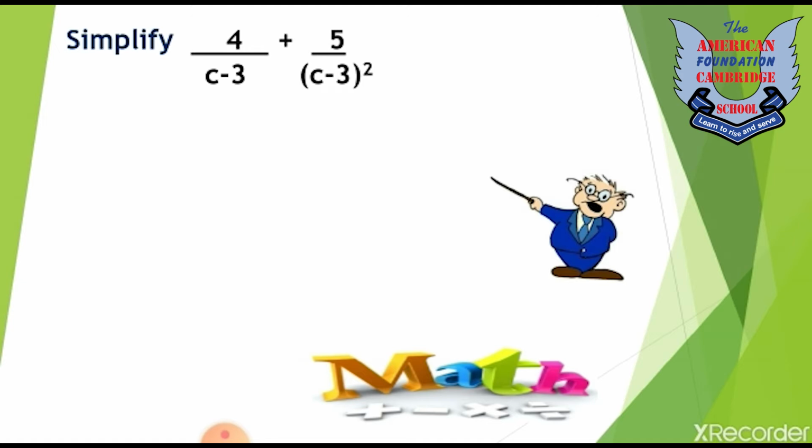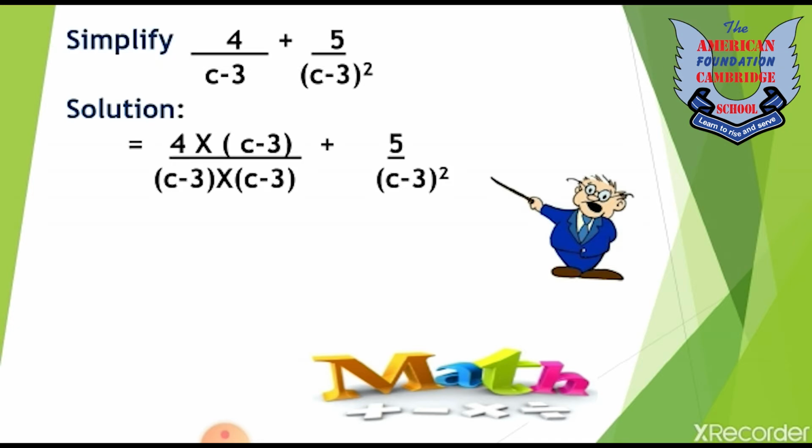The second fraction's denominator is already (c minus 3) whole square. So you just have to make the denominator of the first fraction equivalent to (c minus 3) whole square. In order to do that, you just have to multiply the numerator and denominator of the first fraction by c minus 3 in the first step. Second step, c minus 3 into c minus 3 would become (c minus 3) whole square.